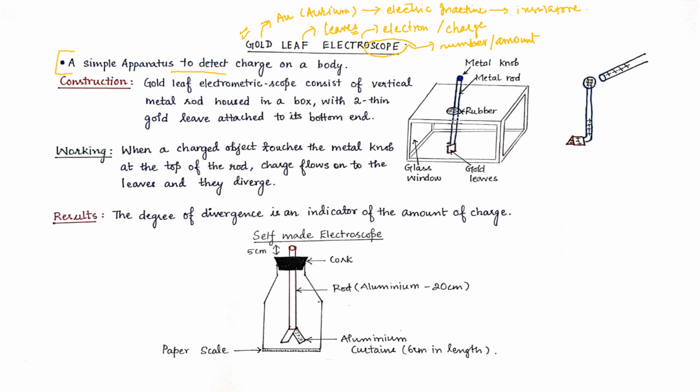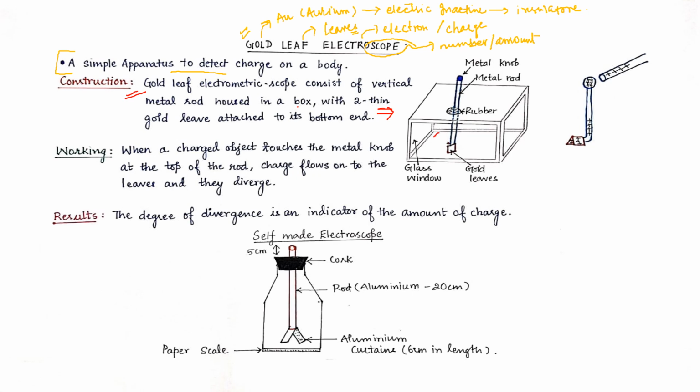How do we construct a gold leaf electroscope? See the statement over here. A gold leaf electroscope consists of a vertical metal rod housed in a box with two thin gold leaves attached to its bottom end. Come to the figure here. See it. We have a box which has glass windows to peep inside.